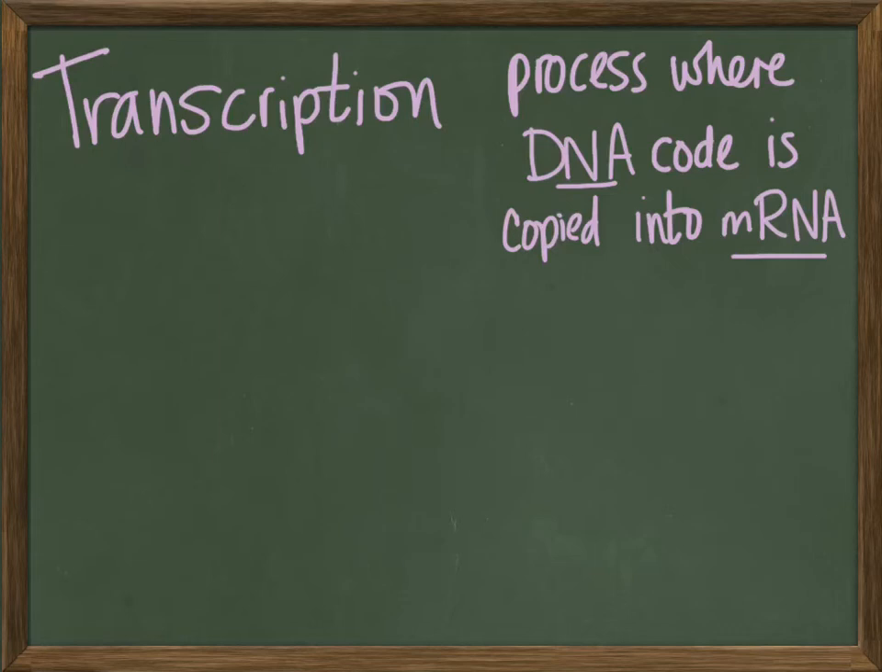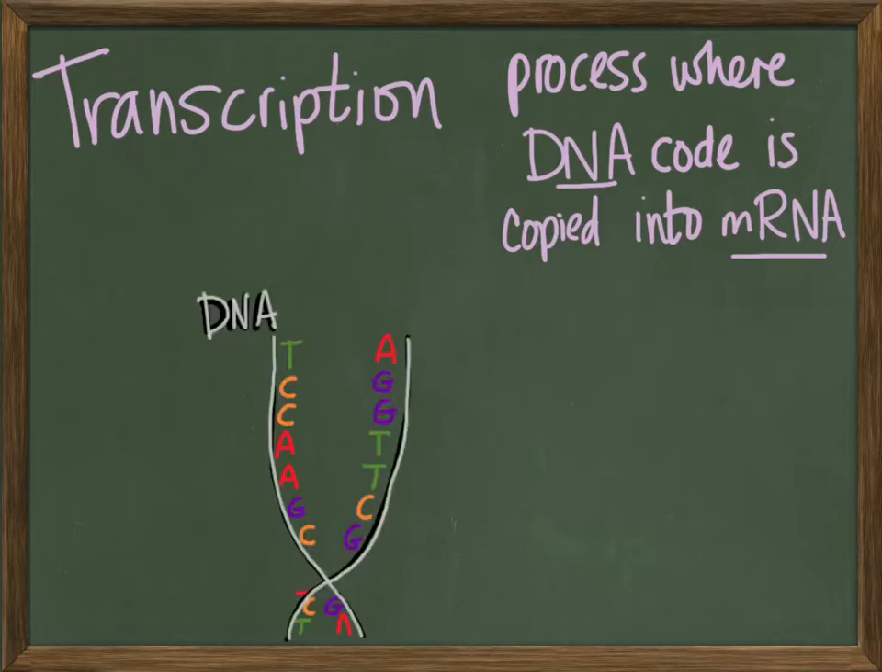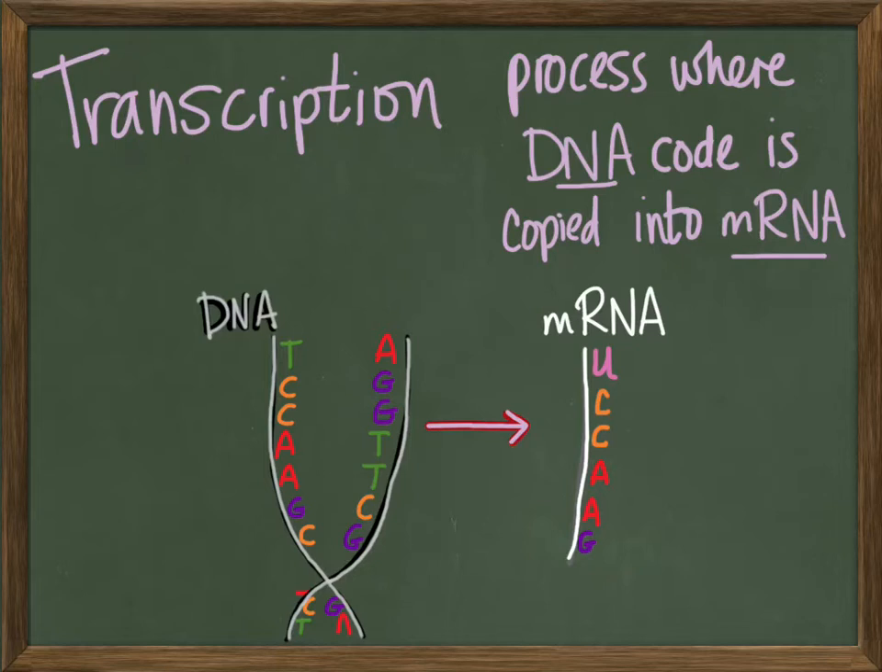Transcription. Transcription is the process where DNA code, the information contained in DNA, is copied over into another molecule called mRNA. So DNA gets copied over, the information is transferred to mRNA. Both DNA and mRNA are nucleic acids. That's going to become important.